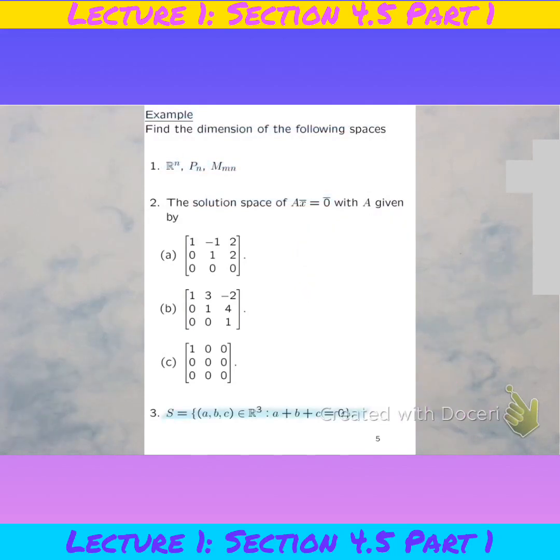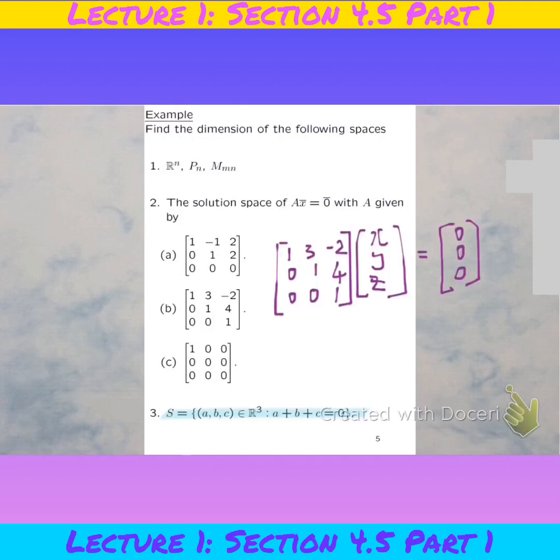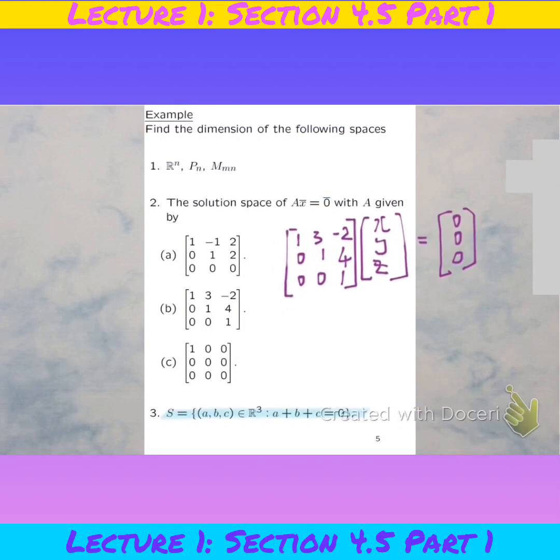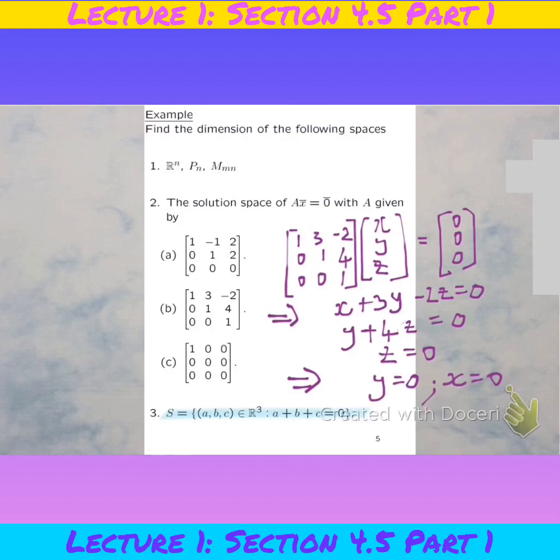Alright, so next we have the second problem of question 2. So there we've got our matrix equation that we set up, and from there we can deduce the following. Right, we can set up this homogeneous linear system of equations there. Okay, and from that it follows that we can solve for y and x as 0.